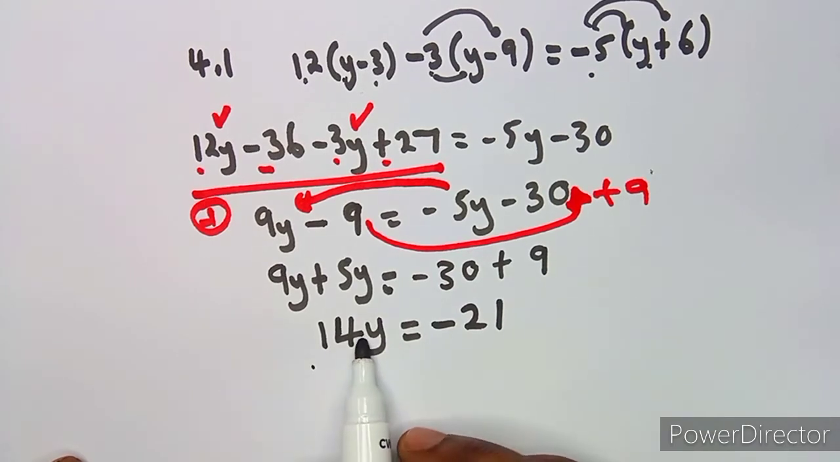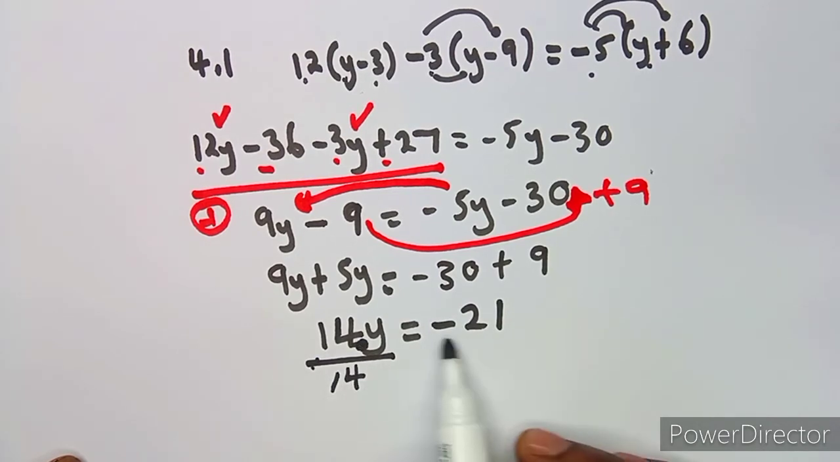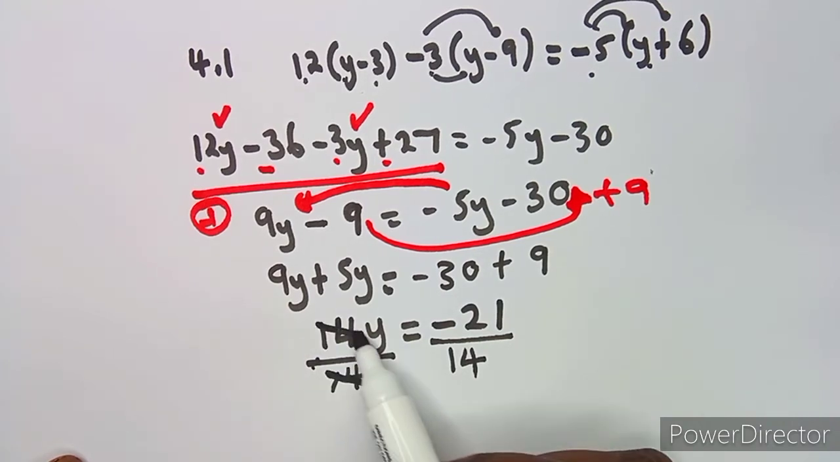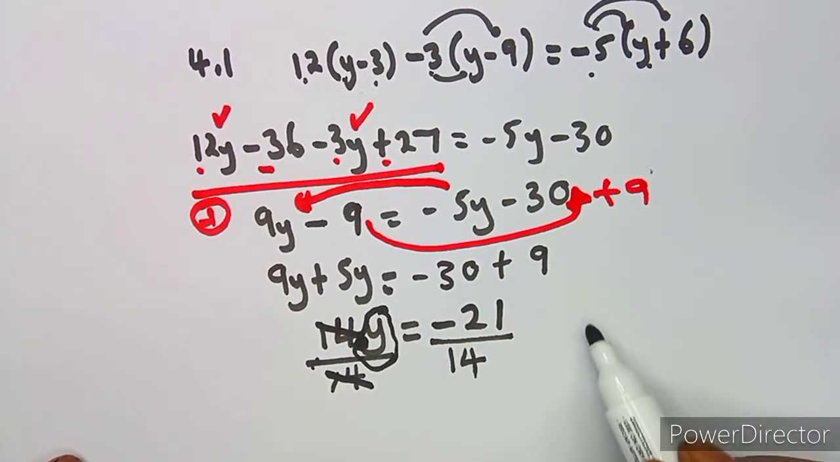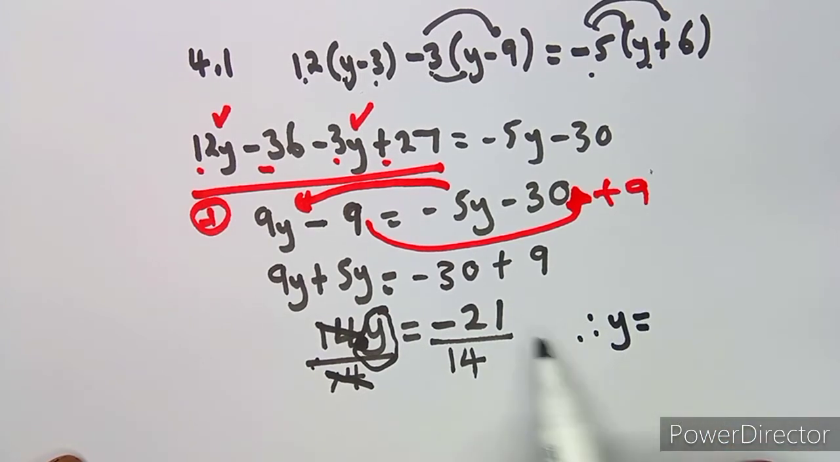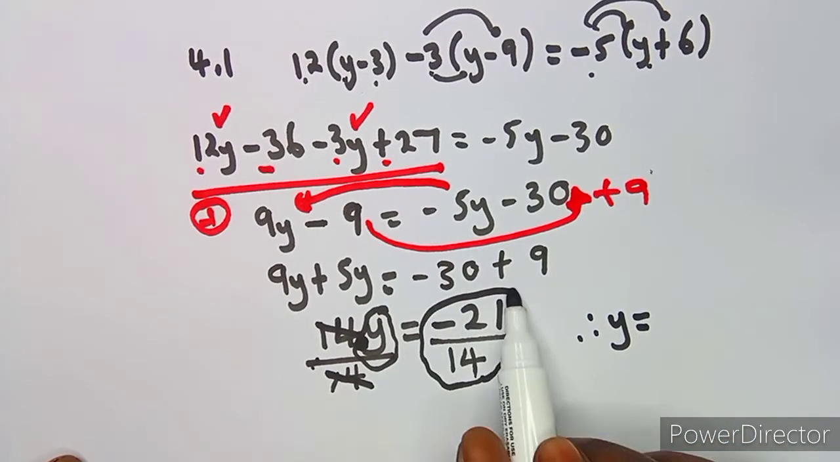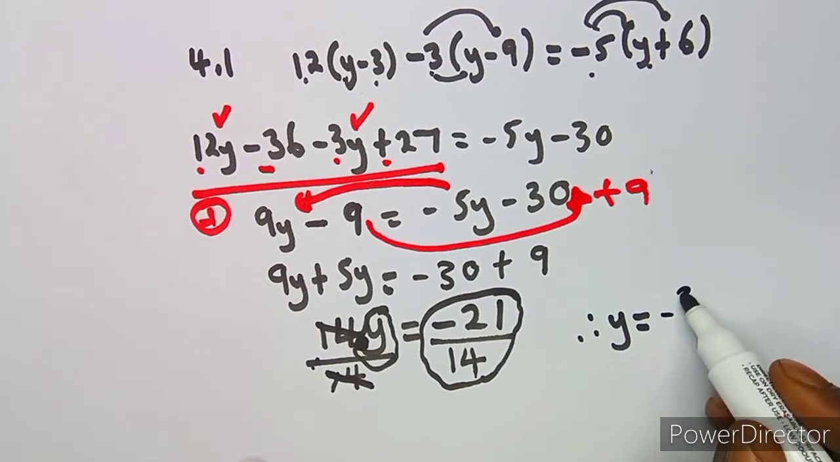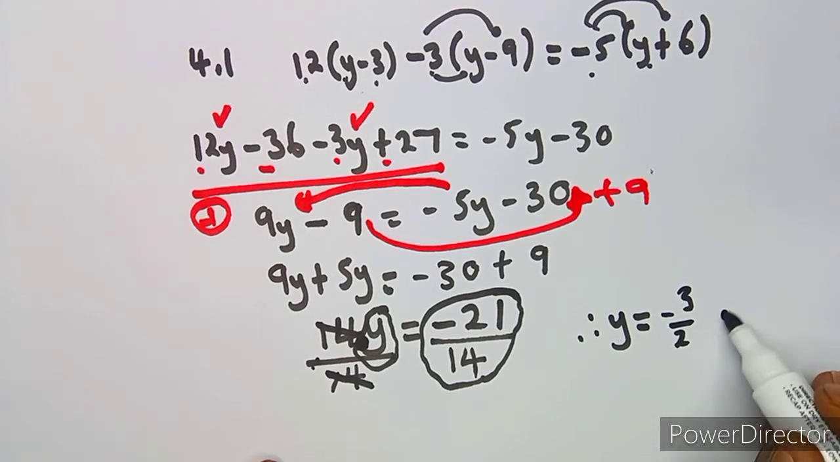So what is affecting y is this 14, which is multiplying. Divide by 14 both sides. The moment you divide, you are cancelling these two, which means you're going to be left with y here. So therefore, y is equal to, when you divide this on your calculator, −3 over 2. Or someone can just write this as a decimal, which is −1.5. Depending on what you want to write, your y there is going to be −3 over 2.